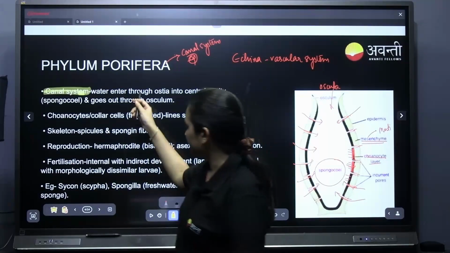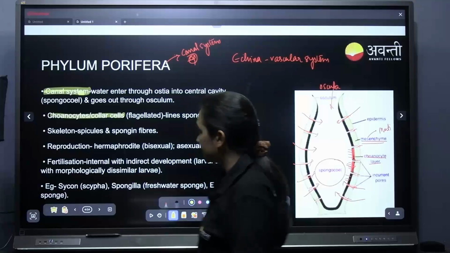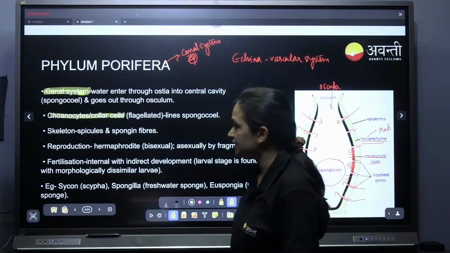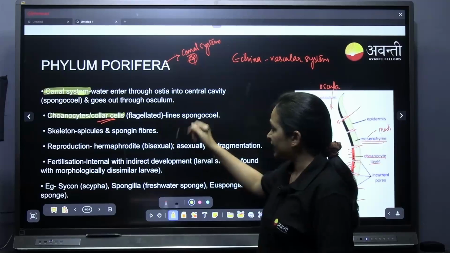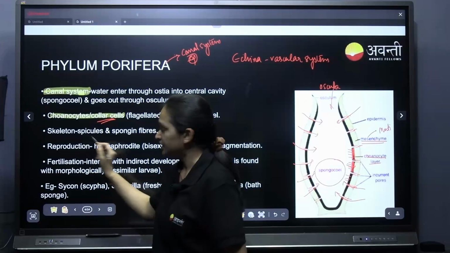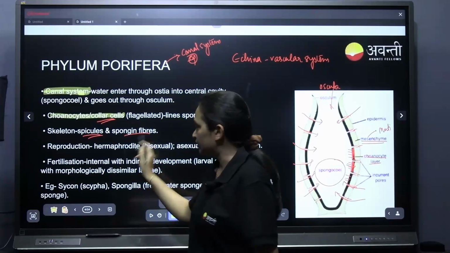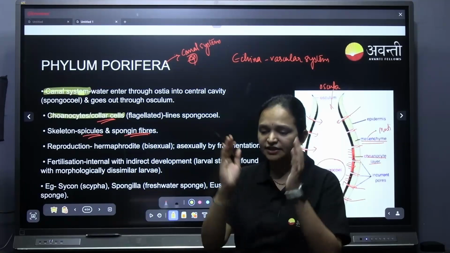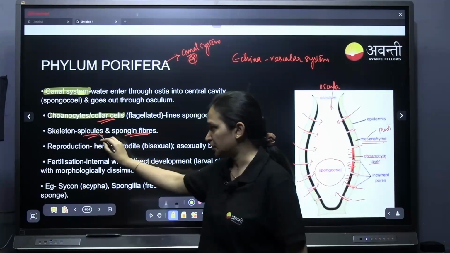Now, that same thing I have written: coinocytes are otherwise called collar cells. This is also important, collar cells. They have flagella. They line the spongocoel. Another important thing is the skeleton. The skeletal system they have is spicules or spongin fibers. This gives rigidity to that particular sponge. Spongin fibers and spicules.